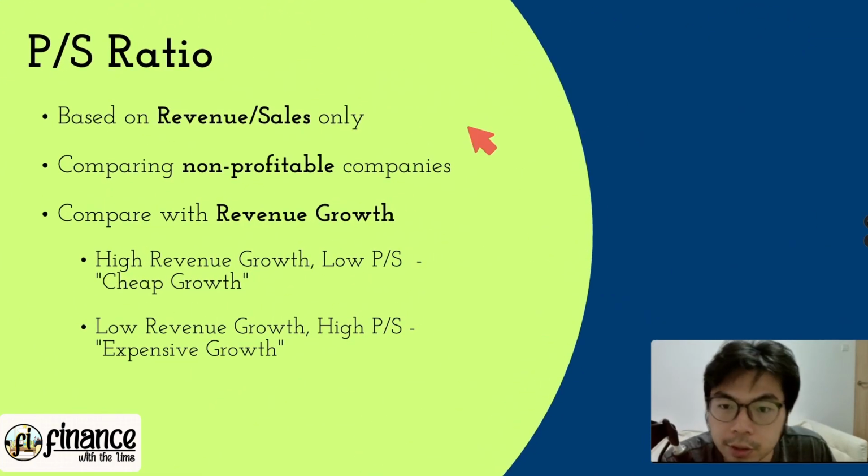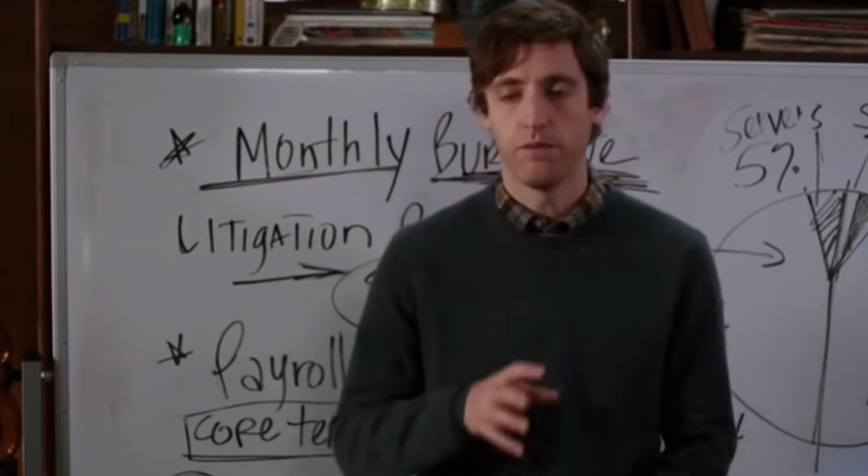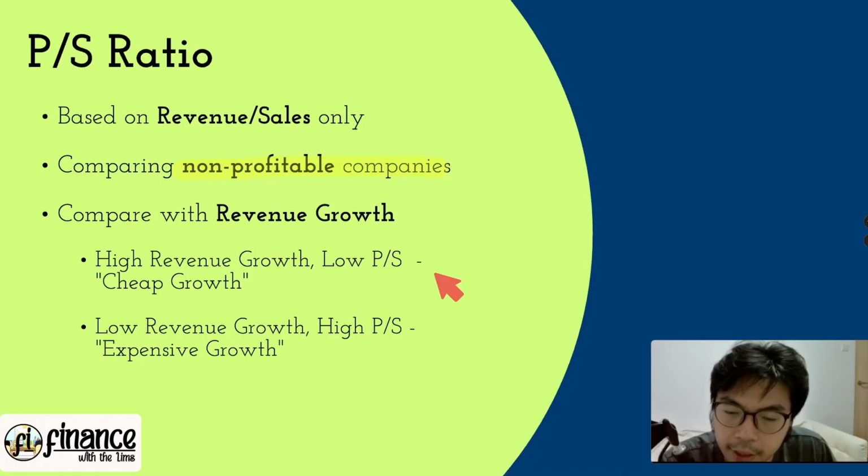As for price to sales ratio, this metric is useful to compare non-profitable companies. I just thought that mainly the goal of companies is to make money. Yeah, no, that's not how it works. And how I would use it is to compare it with revenue growth. If a company has high revenue growth, yet the market is valuing it at a low price to sales ratio, I would consider it a cheap growth. Whereas if a company has low revenue growth and a high price to sales multiple, I would say that this company is relatively expensive.